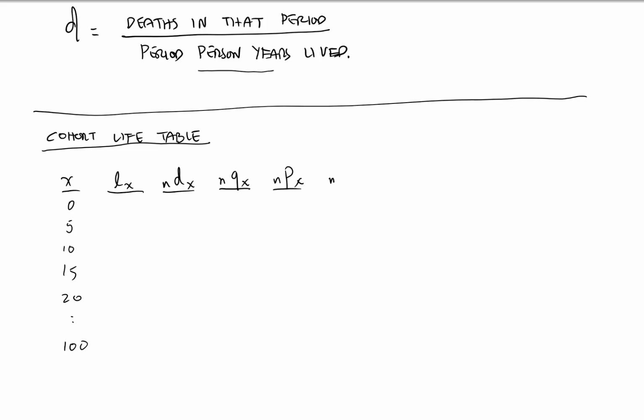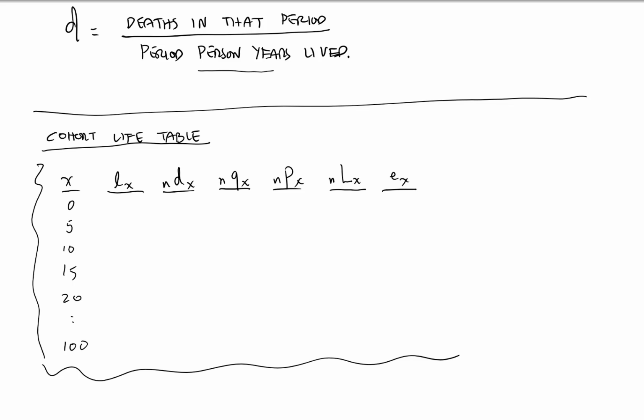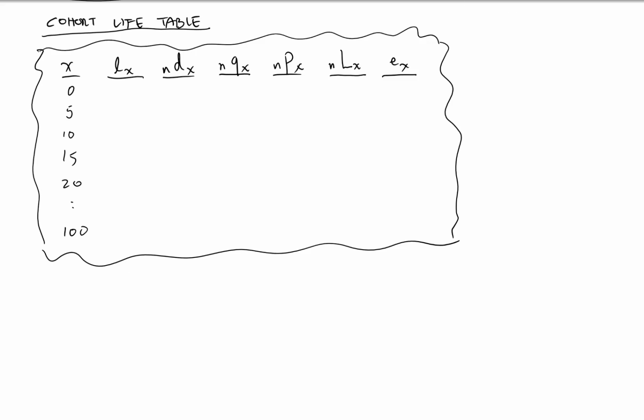Now that we know what a person year is, in this case, we're going to talk about capital nLx. That's going to be a column of person years lived, and we're going to use that in order to get to an e sub x, which is our expectation of life. So this is where we want to get to. These are the columns of the cohort life table. I may talk about one or two more, but those are the columns of the life table that we're going to concentrate on. And now, how do we get there?